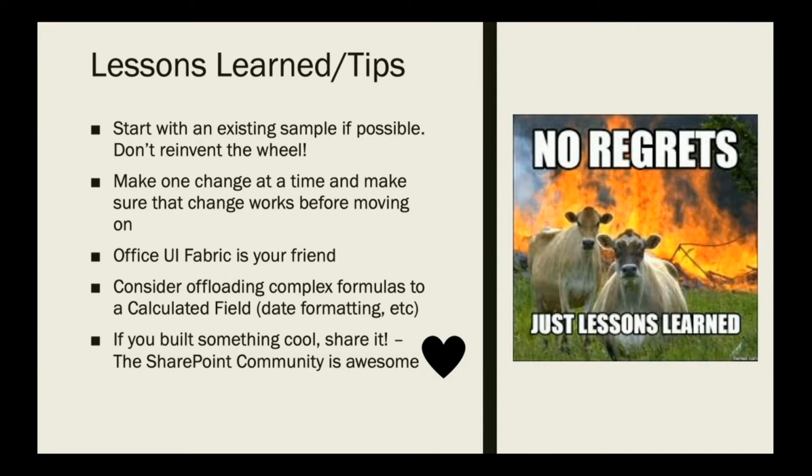Another lesson learned, a tip, is make one change at a time and make sure that change works before moving on. So back in that planner task card example, I knew that I wanted to add those icons. So maybe I'd go into the sample, add the if statement for those icons, make sure it works before I try to drastically change the styling or where stuff is structured within the JSON object. That'll save you a lot of headaches if you just make one change at a time and test it.